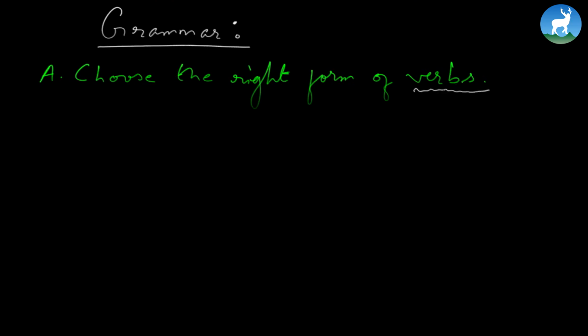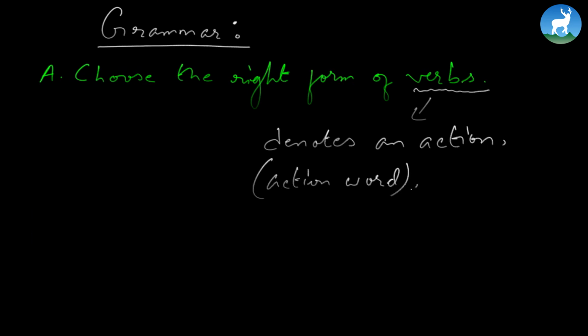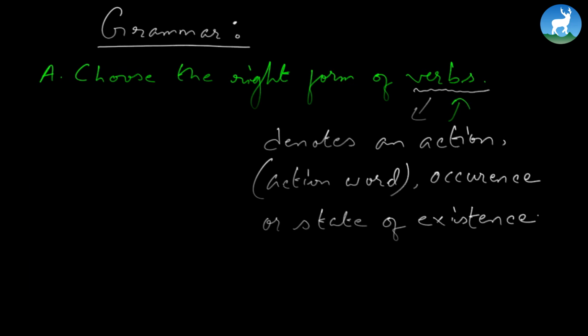To speak, a verb usually denotes an action. You can refer to it as an action word. Maybe it's talking about an occurrence or a state of existence. From the verbs given, we have to choose the right form of verbs.